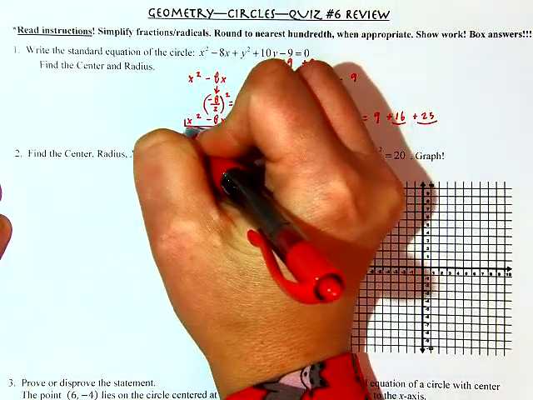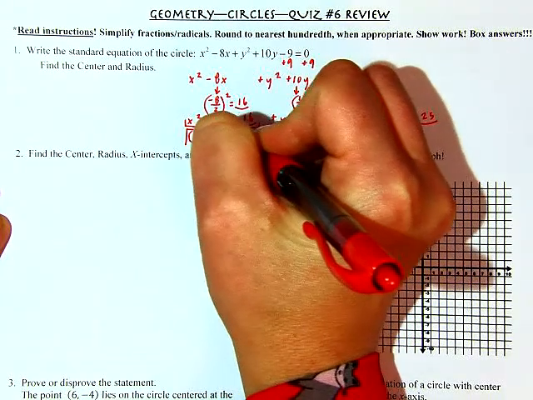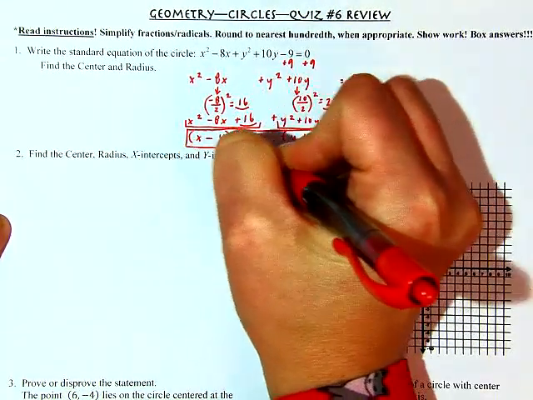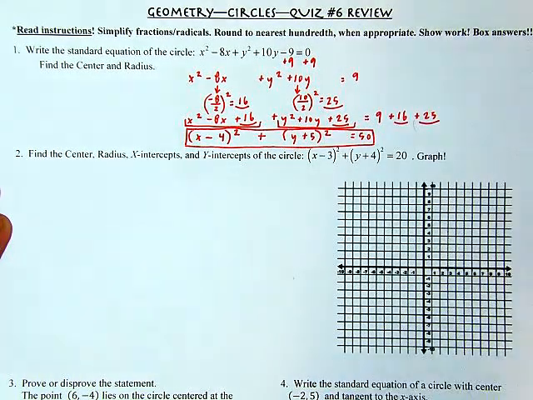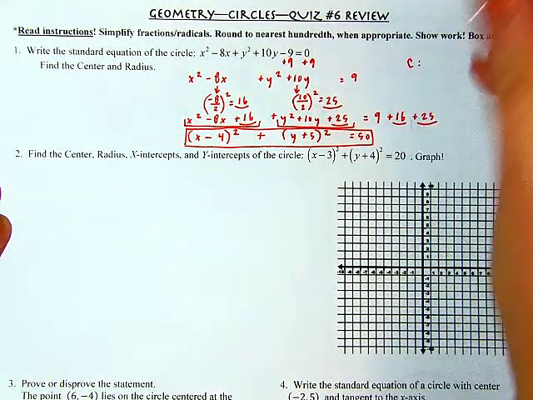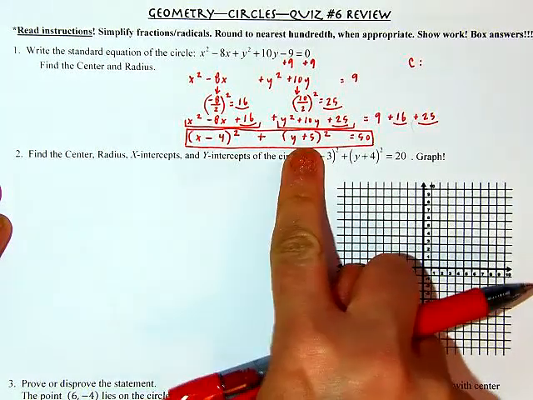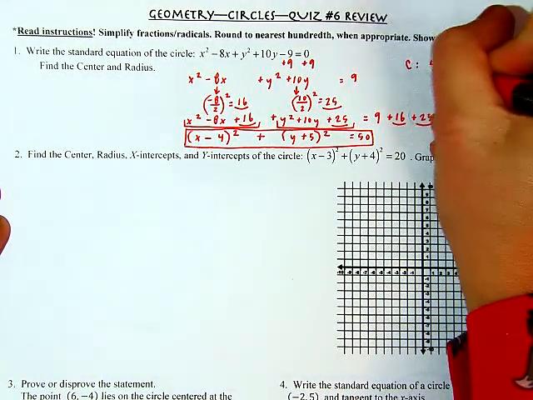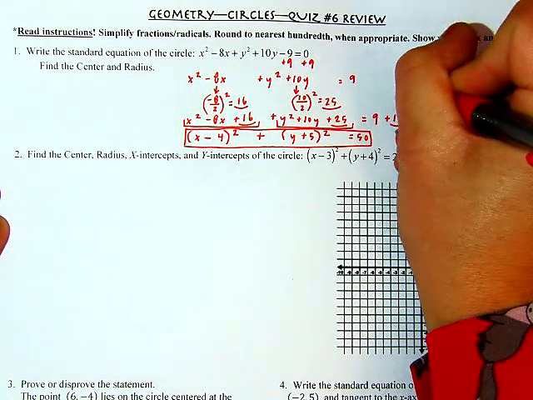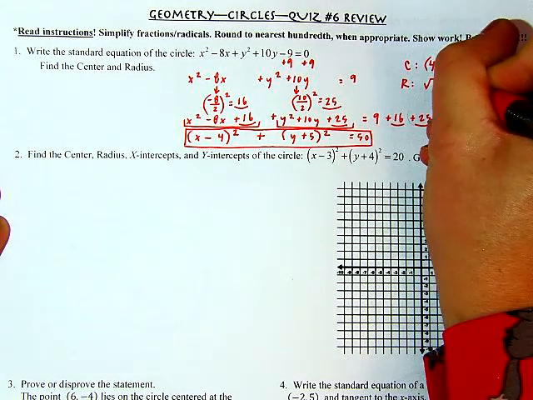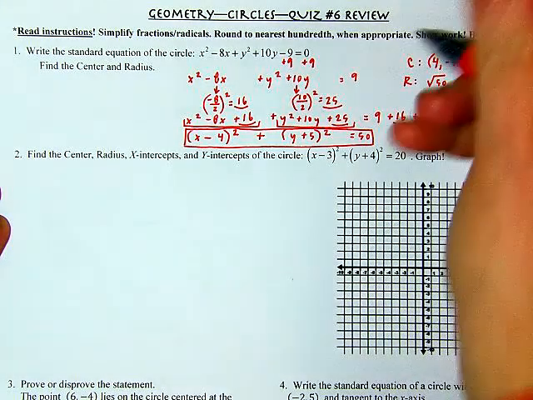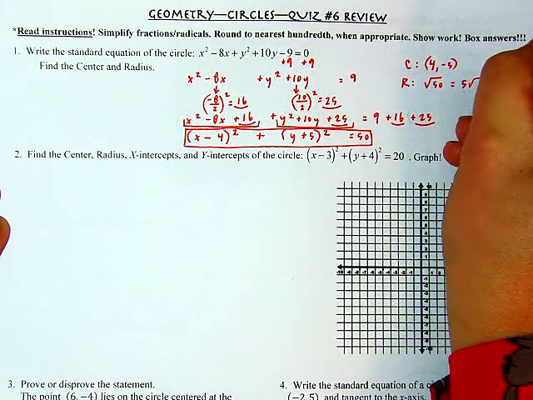So here is my equation right here in standard form. And now I can identify my center and my radius. So my center will be 4, negative 5. And my radius will be the square root of 50, which is 25 times 2, so 5 root 2.